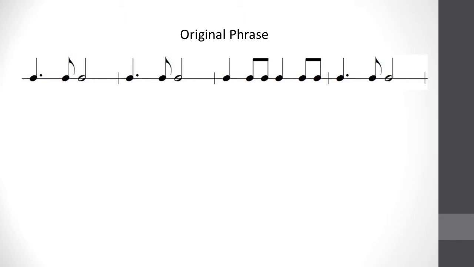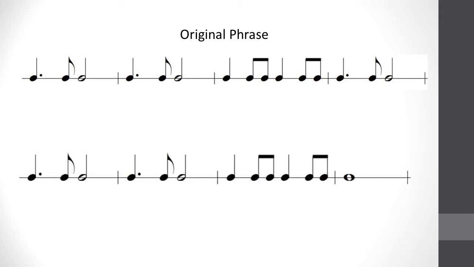Let's say we want to have this phrase suggest a sense of finality, like the period at the end of a sentence. There are a couple things you could do to accomplish this. First, you can end on a strong beat. The stronger the beat, the greater the degree of finality. Second, you can end on a note of longer duration than all the notes that came before it.